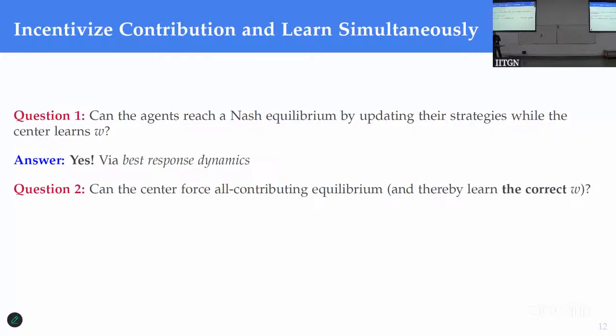So the first answer, which we'll be describing in a minute, is through best response dynamics. We'll give the algorithm and we'll try to analyze that. The second one is yes, but with a certain instrument called payments.